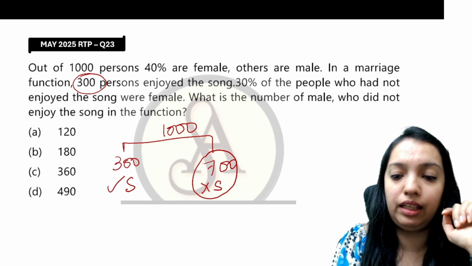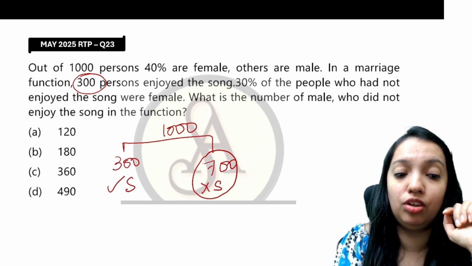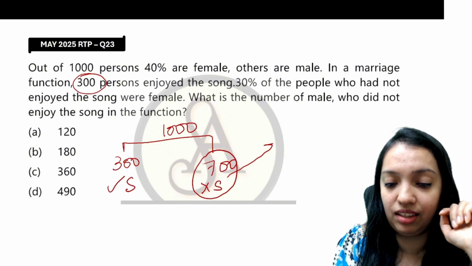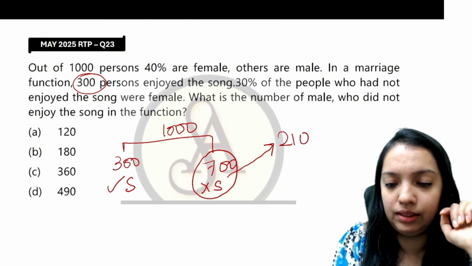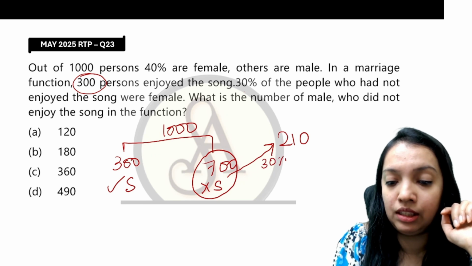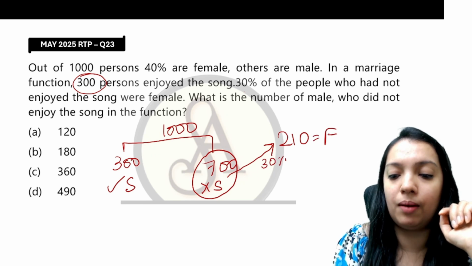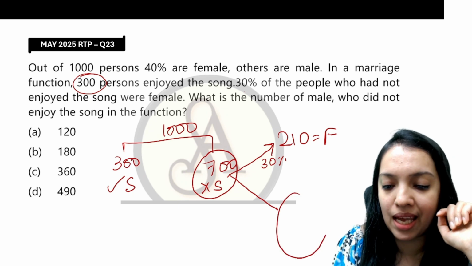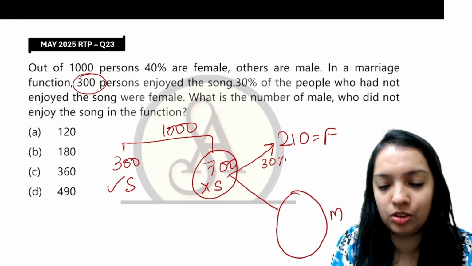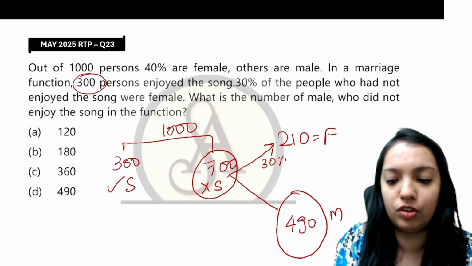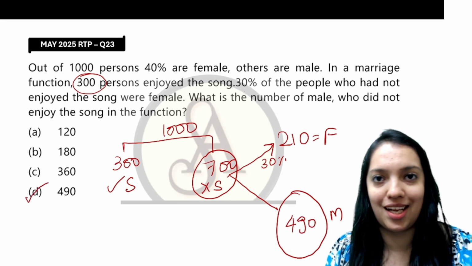Next, 30% of the people who did not enjoy the song. 30% of 700 is going to become 210. These are female. You tell me how many male persons are there. Balancing figure, 700 minus 210. Your answer is 490, option D.